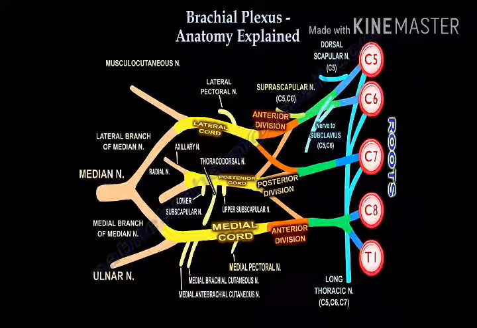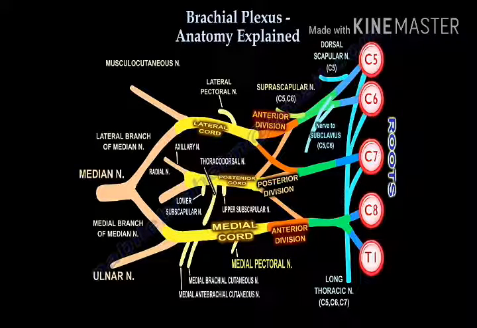The terminal branch of the medial cord is the ulnar nerve, and it also gives a medial branch for the median nerve. The lateral branch of the median nerve and the medial branch of the median nerve join together to make the median nerve. How about the medial pectoral? There might be some confusion, and I will explain it.